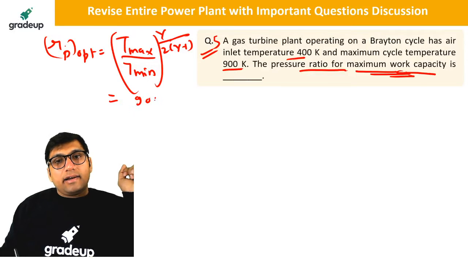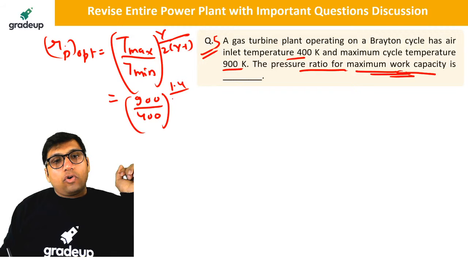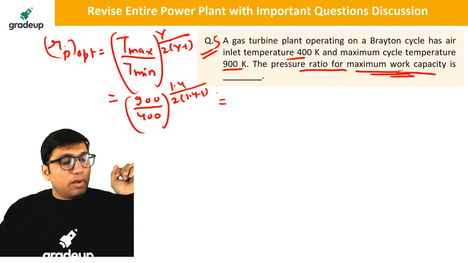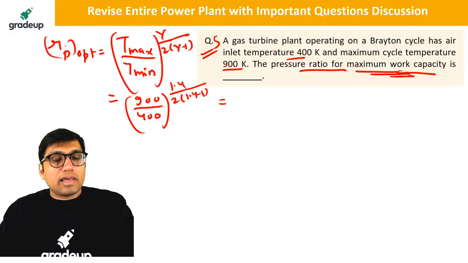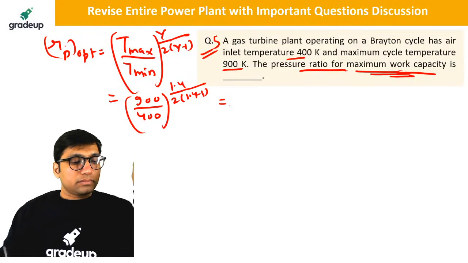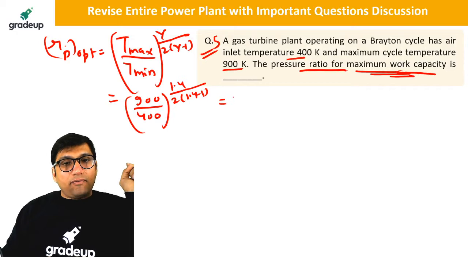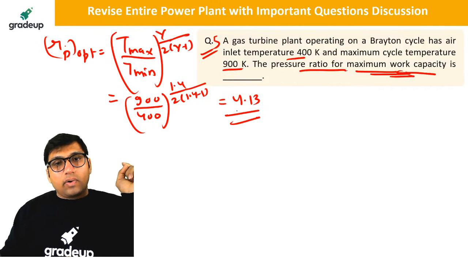That will be (900/400)^(1.4/(2×1.4−1)). You'll be getting the optimum pressure ratio. What is the answer for the optimum pressure ratio? Yes, it will be 4.13. Okay, so that will be the answer.